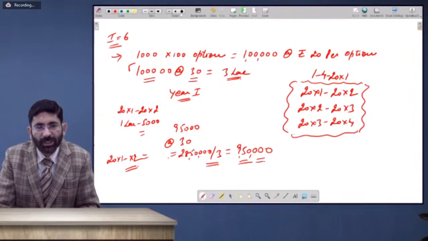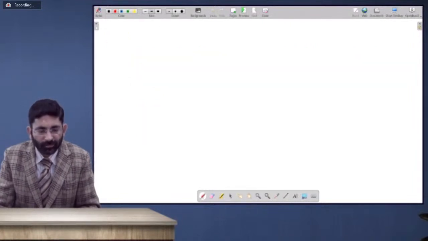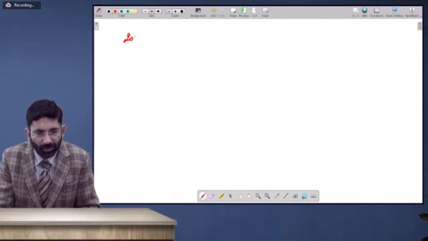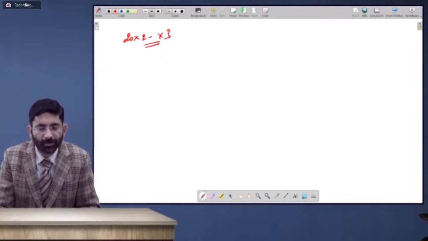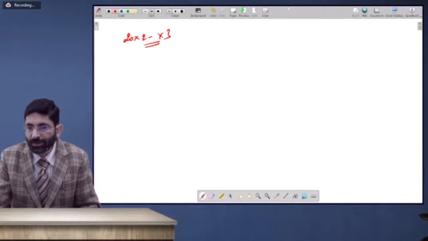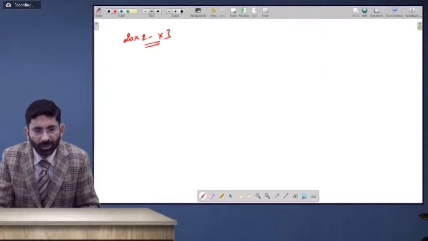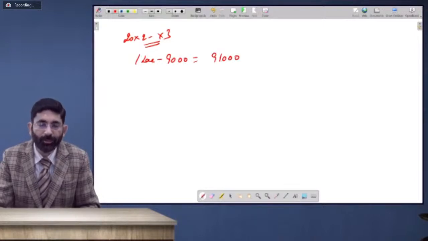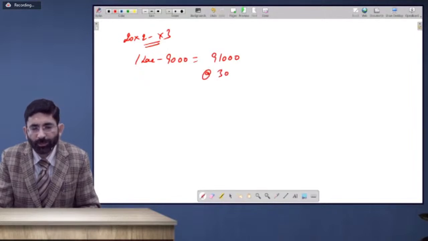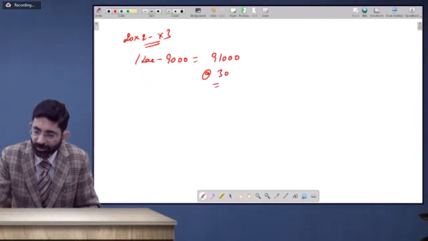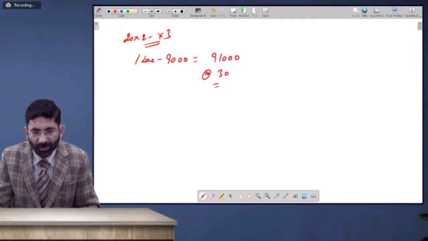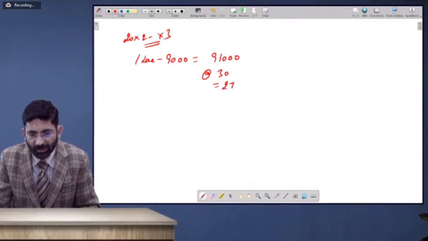Now in the next year, in 2012-13, what has happened? He says further some options are lapsed. See how many options are lapsed. 4,000 unvested options are lapsed on 31st of March 2013. So it means for now, out of 1 lakh, 9,000 options will not be exercised. So 91,000 shares are expected to be issued. So the loss to be written off should be 91,000 into 30. It should be 27 lakh 30,000.